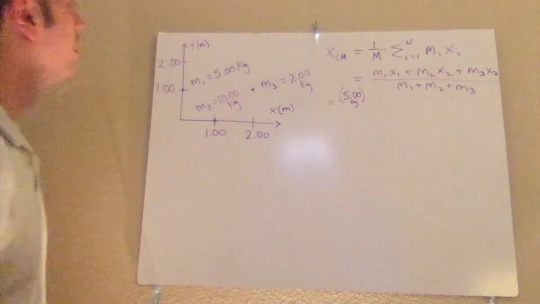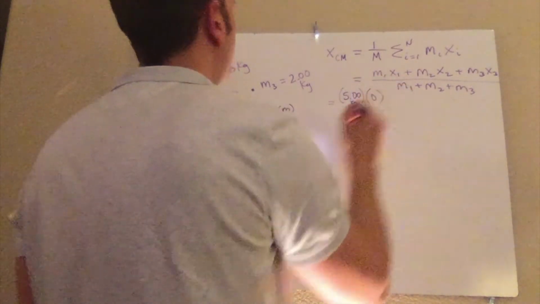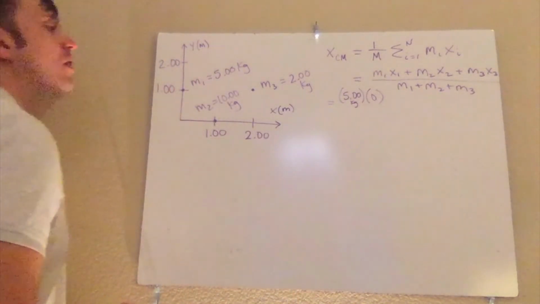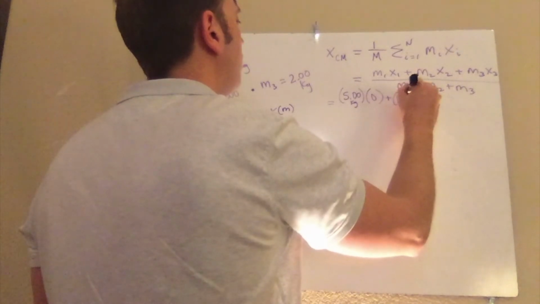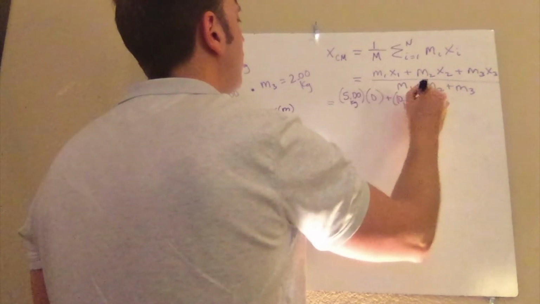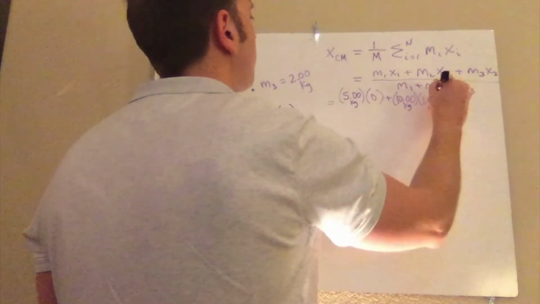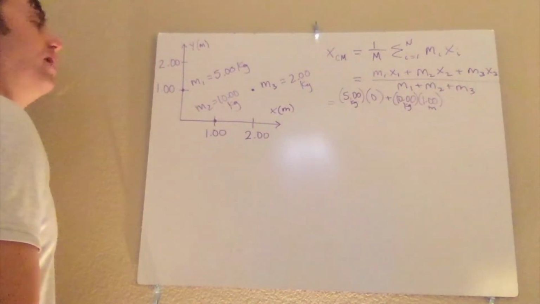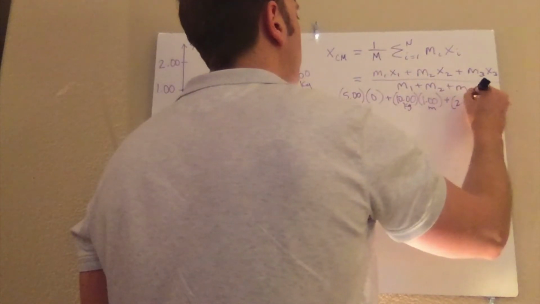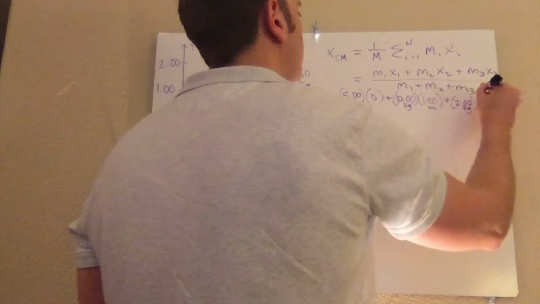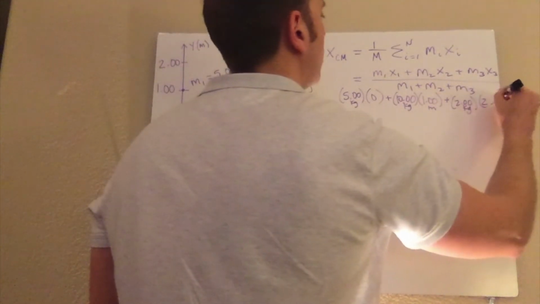x1, the x coordinate of this guy is 0. Okay, that's the first mass. m2, well, that mass is 10 kilograms, and that x coordinate is 1 meter. Then we have m3, which is 2 kilograms, and that x coordinate is 2 meters.